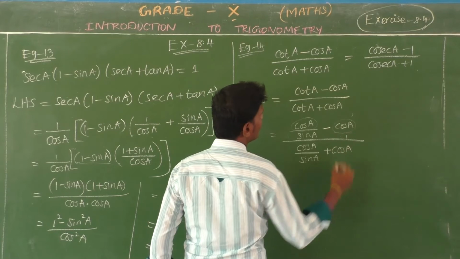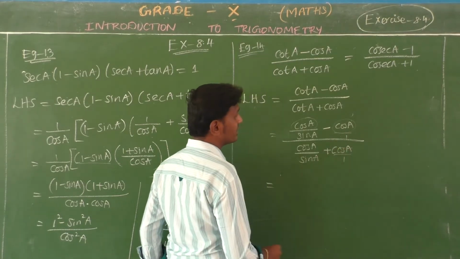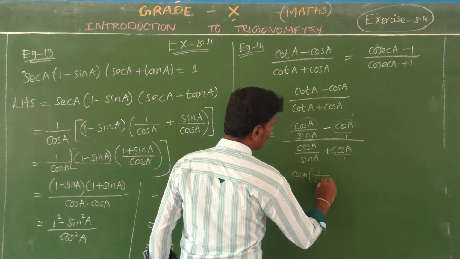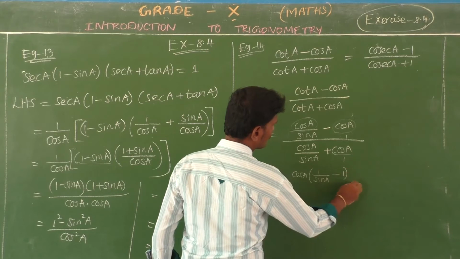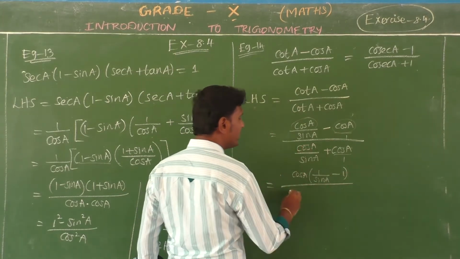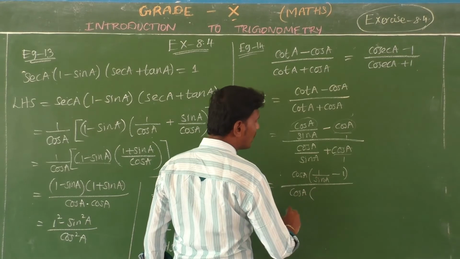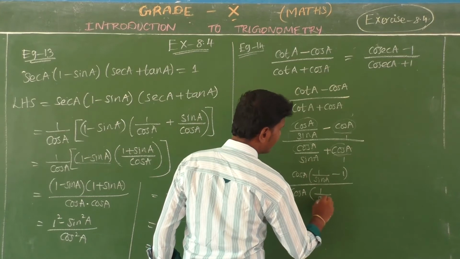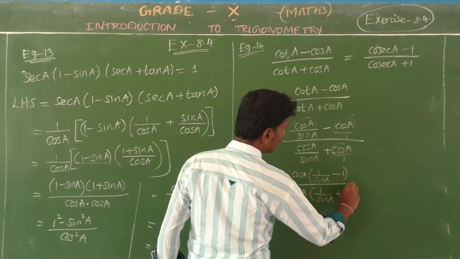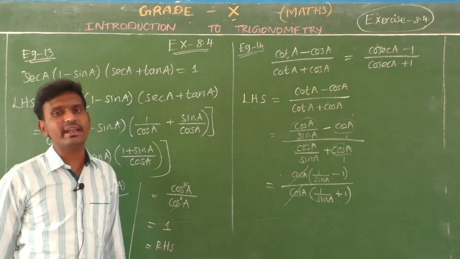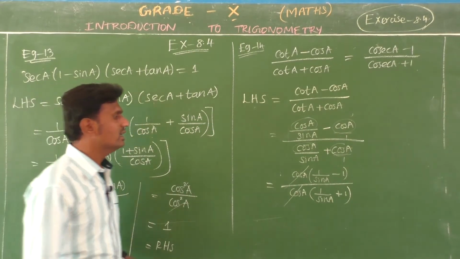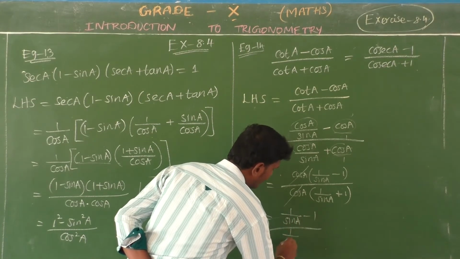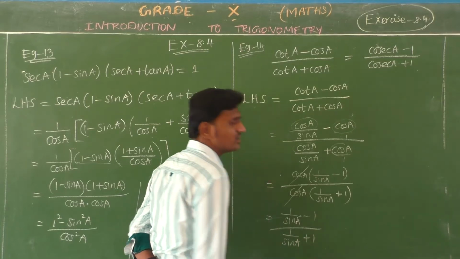If you don't have anything, you have to consider 1 in the denominator. So I am going to take cos A outside. The remaining is 1 by sin A minus 1, the whole divided by the same; here also I am going to take cos A outside. The remaining is 1 by sin A plus 1. Now cos A will be cancelled. The remaining terms are 1 by sin A minus 1 whole divided by 1 by sin A plus 1.